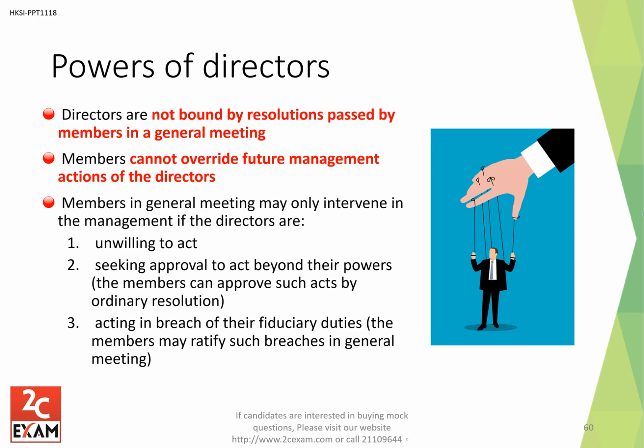Moreover, if a director is disloyal and breaches their fiduciary duty, the members may ratify such breaches in general meeting. Only in these special circumstances can members intervene and make decisions through resolution methods, such as whether or not we approve the director's actions or if we need to replace the director, etc.